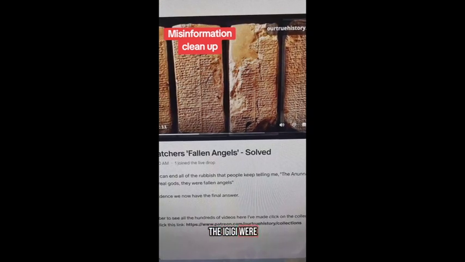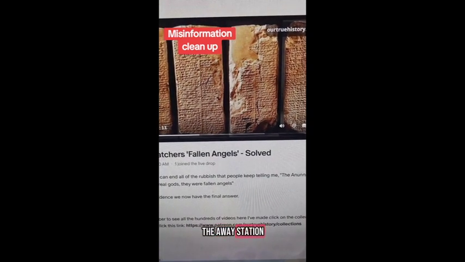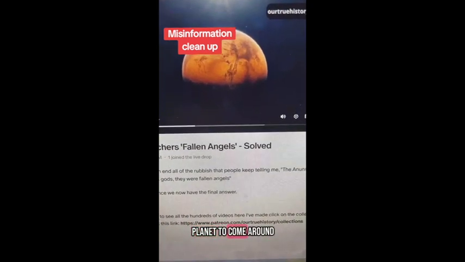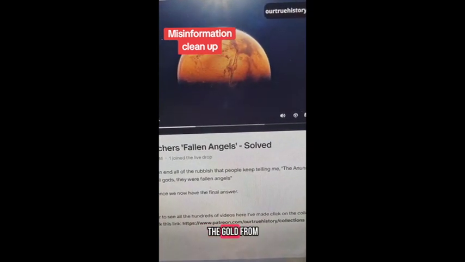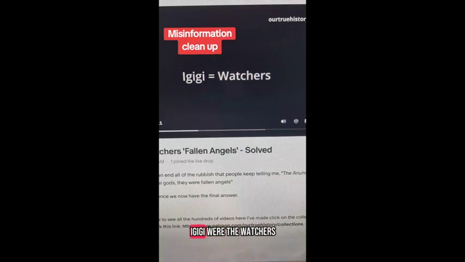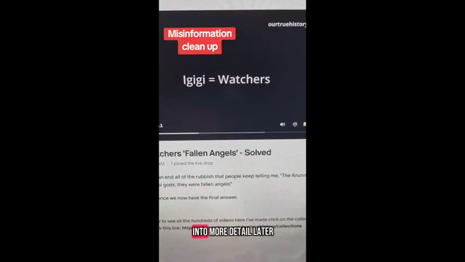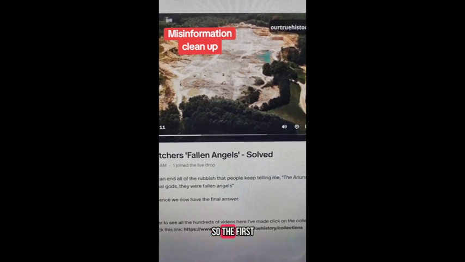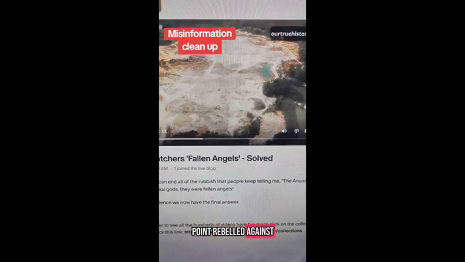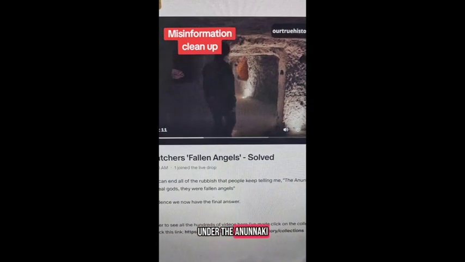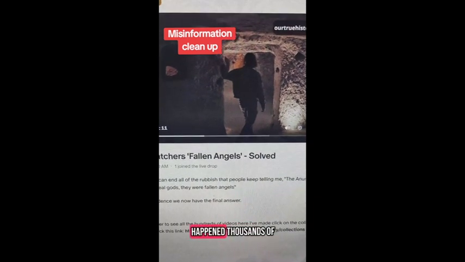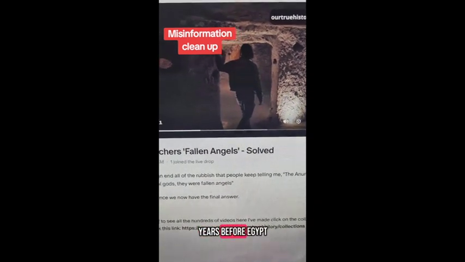The Igigi were tasked with mining and being on the away station on Mars, called Lahmu, where they would watch for their planet to come around, then transport the gold from Lahmu to their planet. You have probably worked out the Igigi were the Watchers, but I'll go into more detail later. So the first time the Igigi had issues with Enlil, at one point rebelled against their laborious tasks under the Anunnaki.